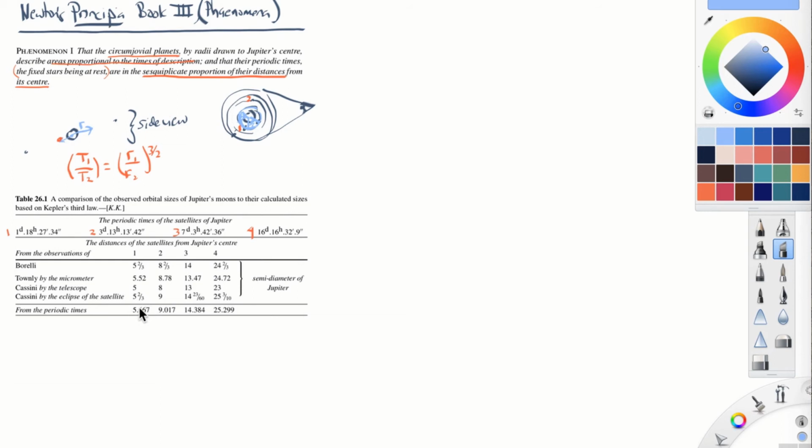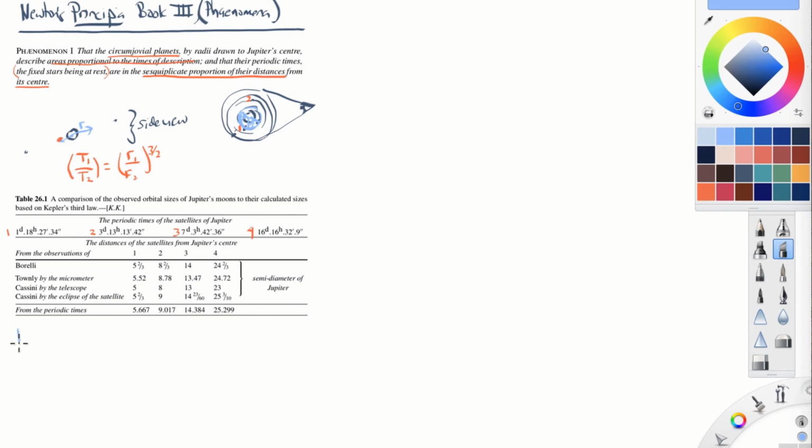about this right here. And you could compare to, so that would be the average of the distances, that would be the average of the times that you get from the periodic times, and you could find that this is basically in agreement with these numbers. In other words, that Kepler's third law seems to hold.